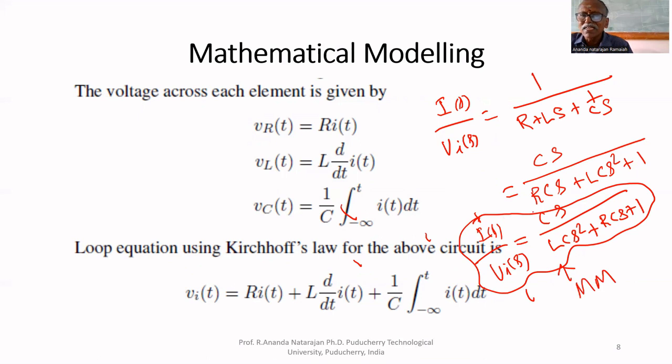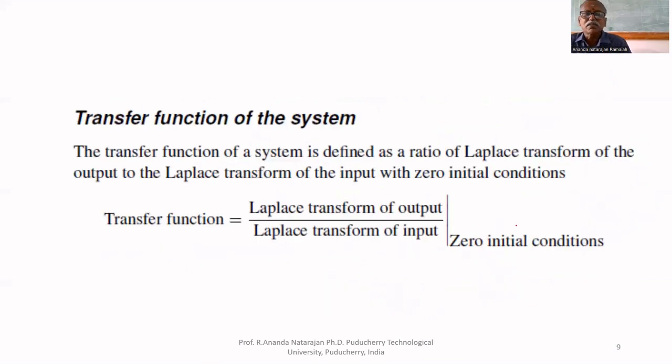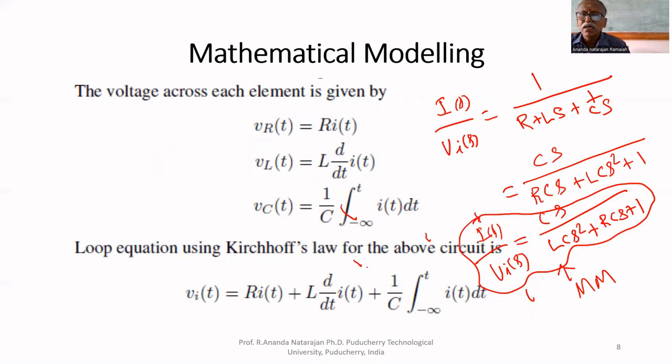It is called transfer function. What is the definition for transfer function? Transfer function means it is Laplace transform of output upon Laplace transform of input. You see that what we got here? We assumed that I of t is the output. What is the Laplace transform of output? I of s. So this is in the numerator. Denominator, what is that? Laplace transform of input.